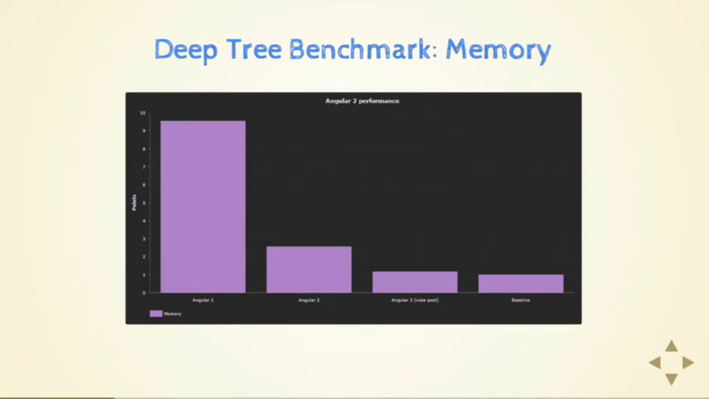And also, they improved memory consumption. On this chart, we can see the same thing. Angular 1 spent a lot of memory, and Angular 2 is very close to the baseline.